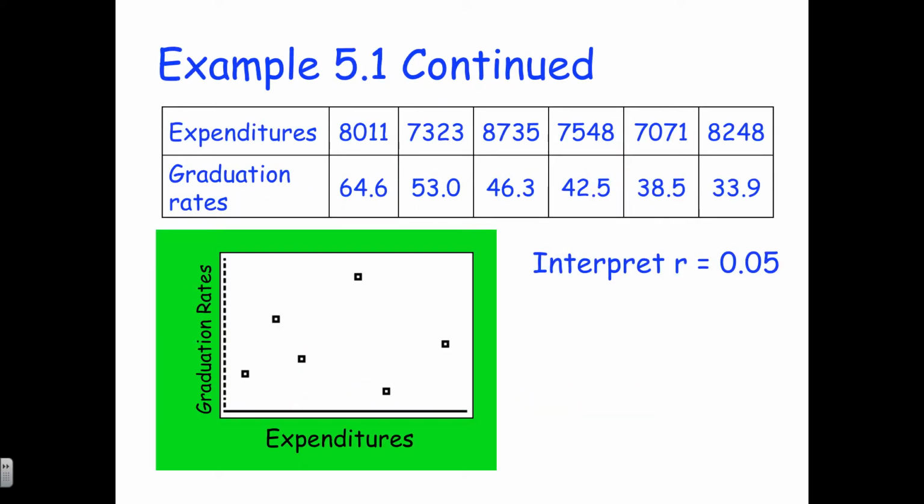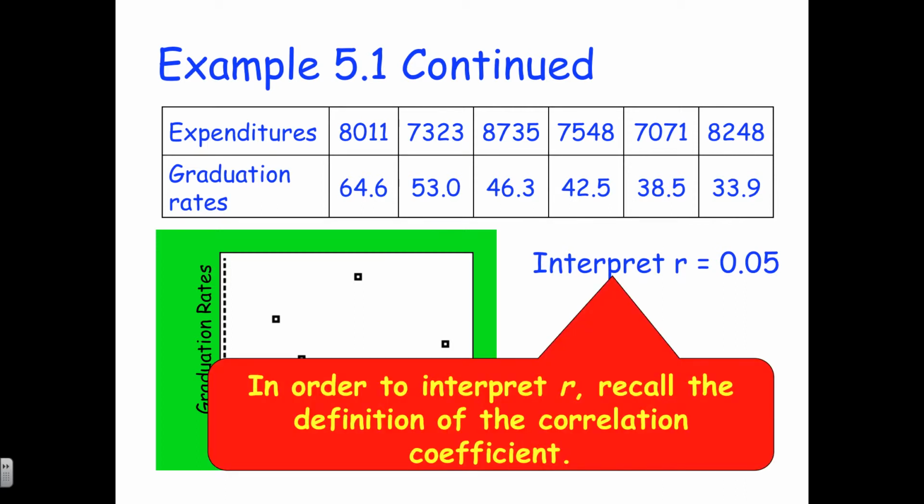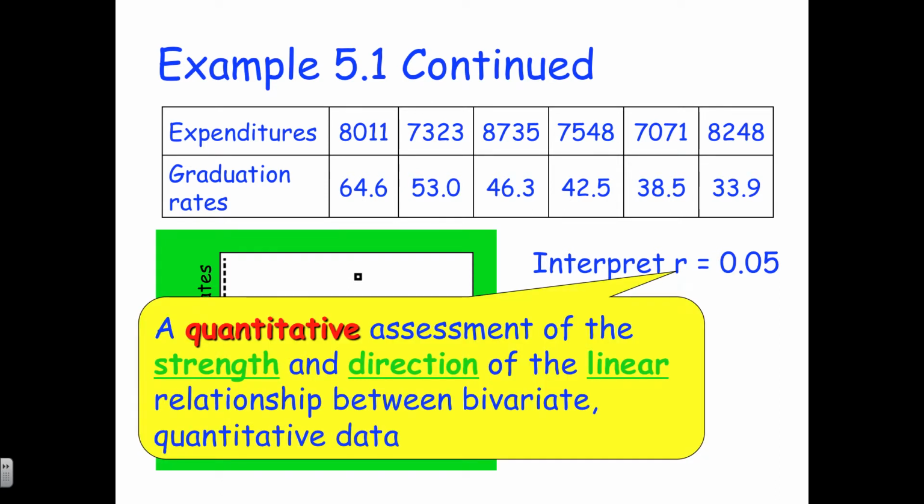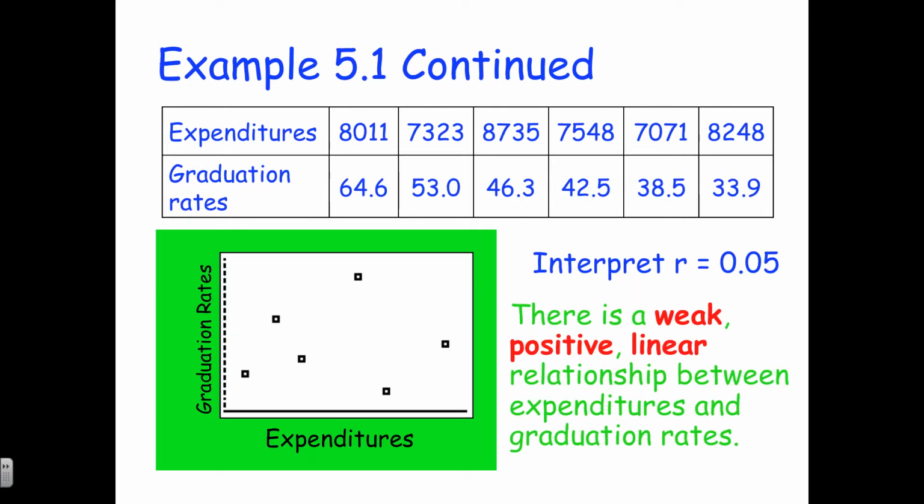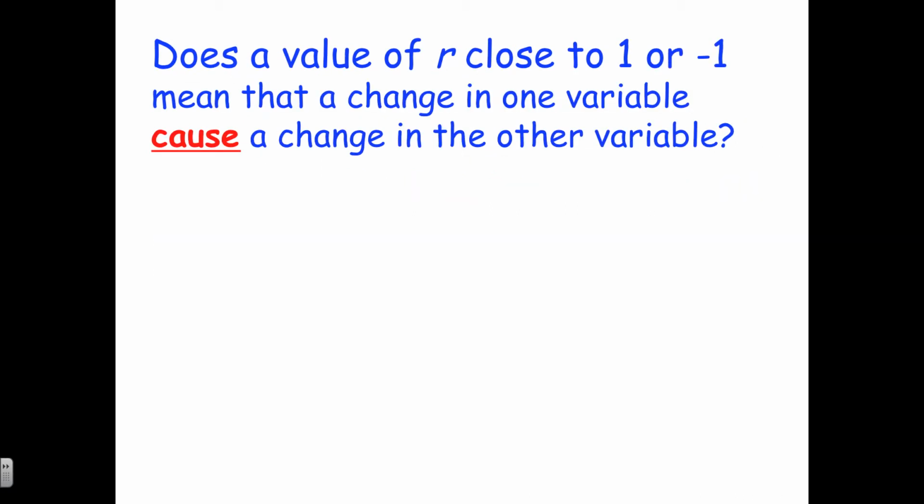So if I want to interpret an R value of 0.05, I want to recall the definition. It's an assessment of the strength and direction. There is a weak, positive, linear relationship between expenditures and graduation rates.